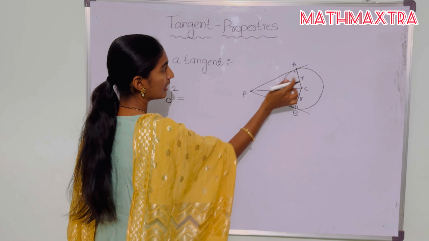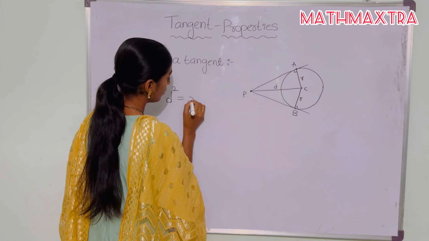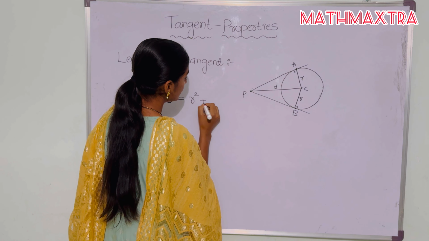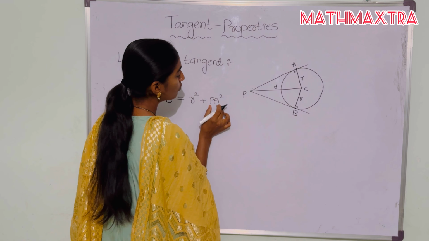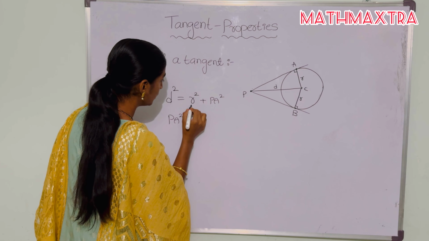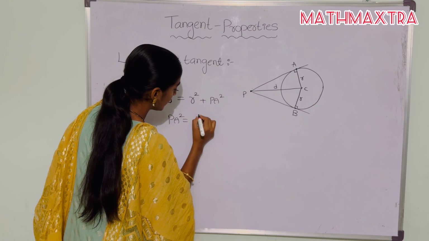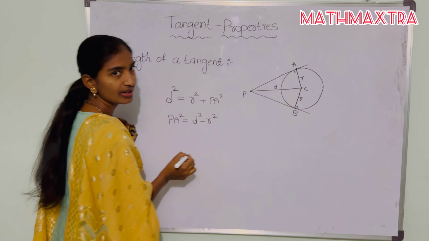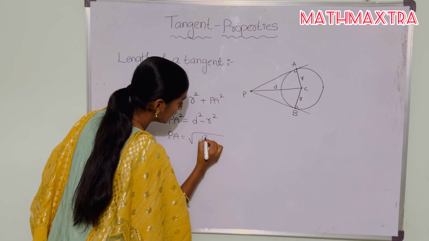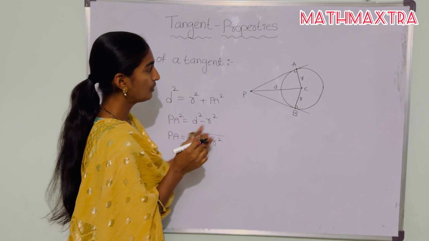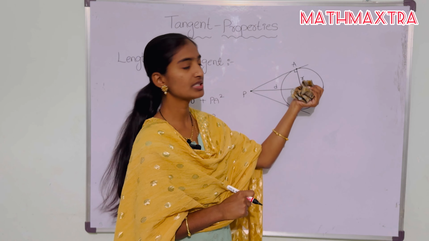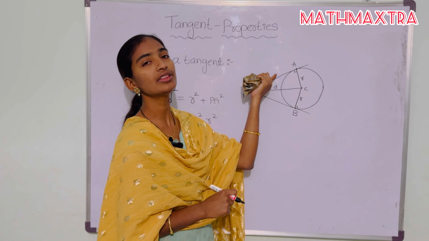So one side is the length of r units, isn't it? So r square, and another side is the length of the tangent, which is PA. So PA square. But we want to calculate PA. So PA square is equal to, you take this r square to the left side, d square minus r square. So PA is simply the square root of d square minus r square. If you know the distance between the external point and the center and the radius of the circle, you can easily find the length of the tangent.